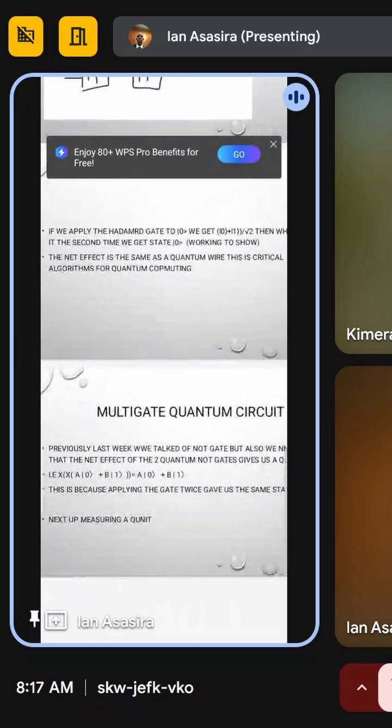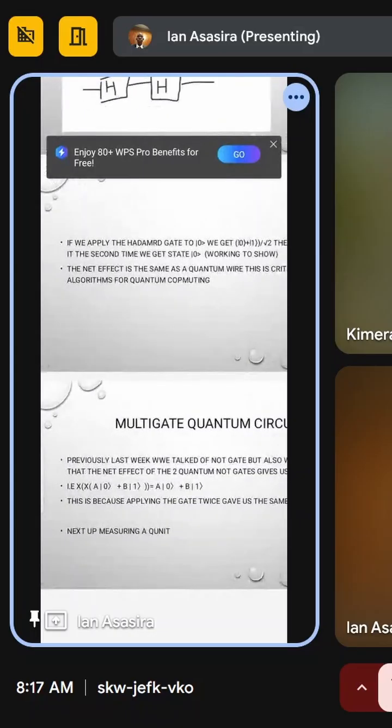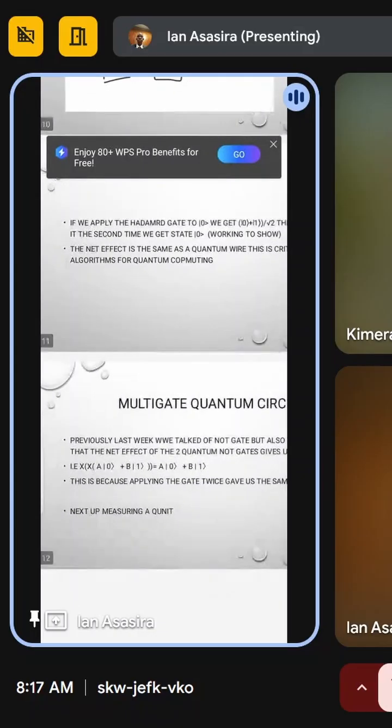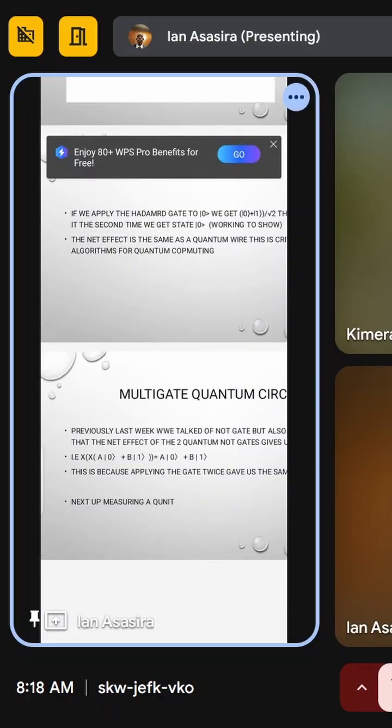So that's it for today, and the next one will be measuring a qubit and its measurement in the computational basis. Yes, thank you.